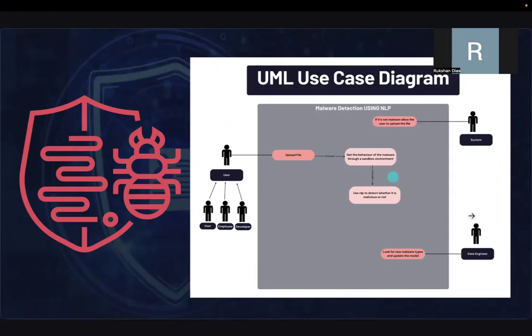So in this case, what data engineers do is look for new malware types and update the model. And if the malware model detects that a sample is malign, it will not allow the file to be uploaded. If it's a benign sample, it will allow the user to upload the file. That's what happens in my implementation, in my research.